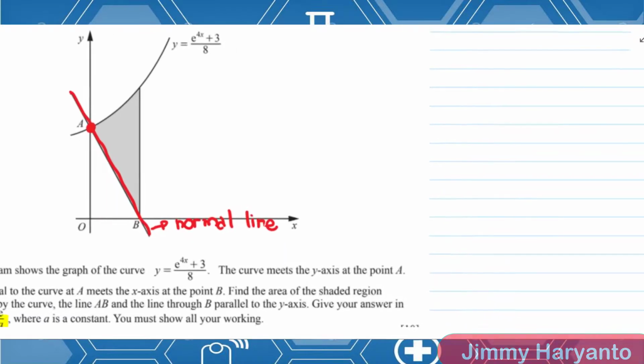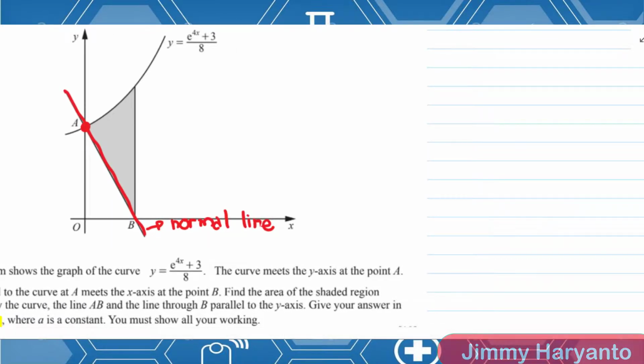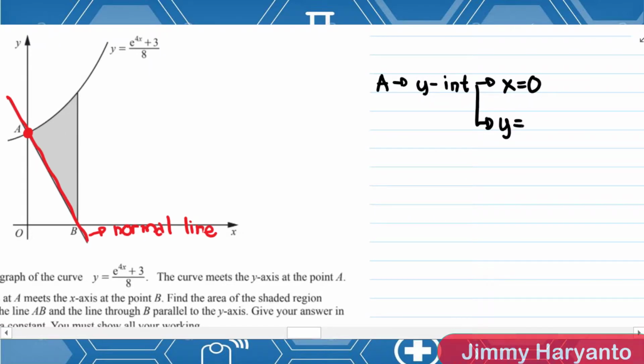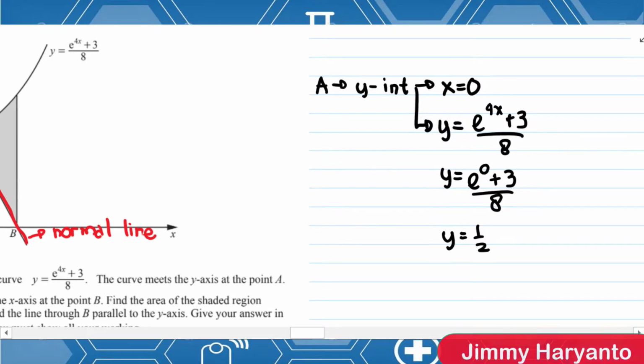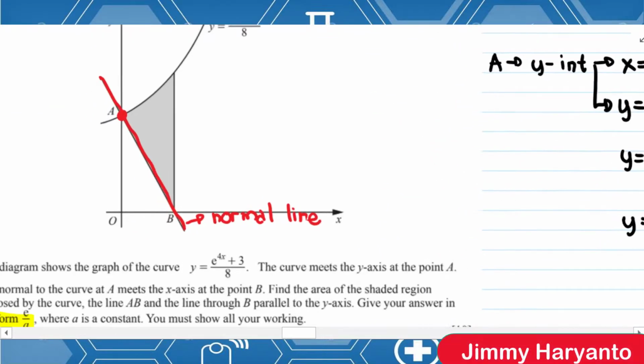So first I want to find the coordinate of A, because we don't know it. A is the y-intercept. Y-intercept means x equals 0. So I can find the value of y by substituting x equals 0 into the function. So y equals e to the power of 0 plus 3 over 8. Using your calculator, you will get 1 over 2. So from this one, I will get A equals 0, half. Yay, I already got A.